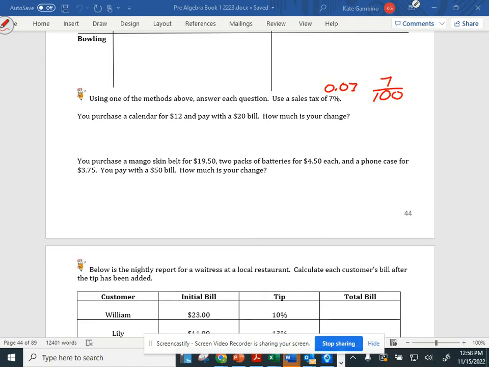You purchase a calendar for $12 and pay with a $20 bill. How much is your change? So you need to remember to factor in that sales increase of 7%. How much did you pay for the calendar? You're not just paying $12.